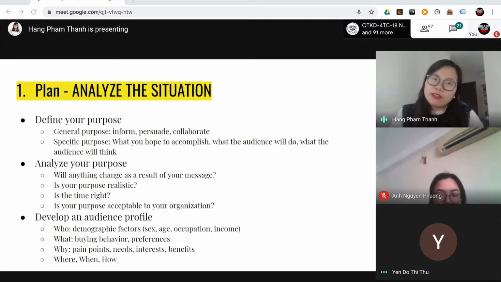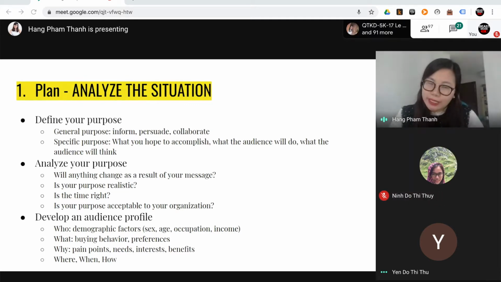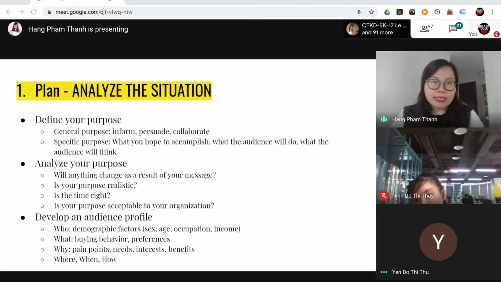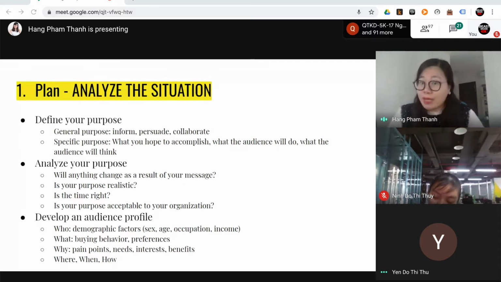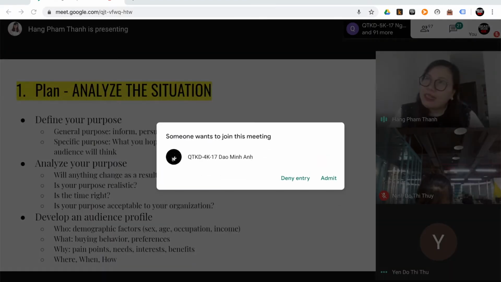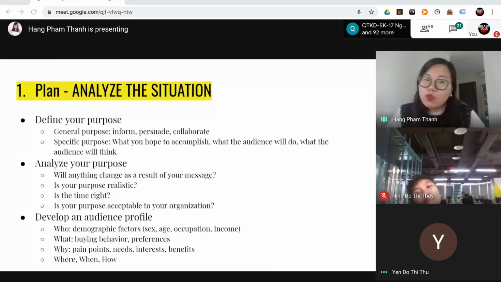After you define your purpose, you put it into smaller points so that you make sure you cover all the points. For example, will anything change as a result of your message? For example, the way the audience thinks about, let's say, the COVID virus. Or is your purpose realistic, or not really feasible for this type of audience? Is the time right? Is your purpose acceptable to your organization?